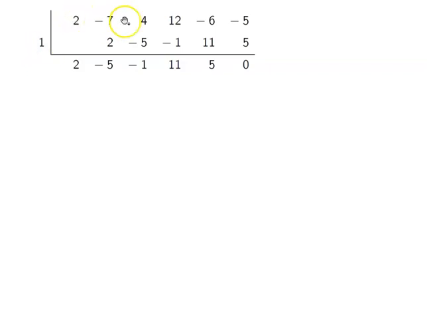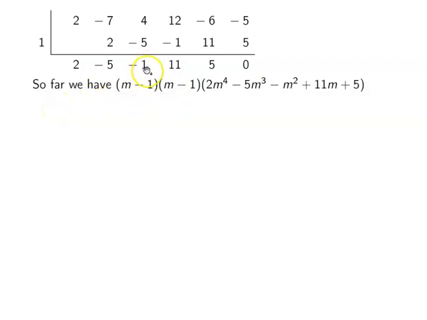So 1 in front, I have the coefficients, the 2 drops down, multiply, 2. Okay, add these together, I get -5, multiply, I come here, I add, I get -1, I multiply, and it comes over, I add, I get 11, I multiply, it comes over, I add, okay, I have 5, I multiply here, and I add, and I come out with 0, which means it's a factor twice, okay? So far I have it as a factor once, a factor twice, and then the remainder.